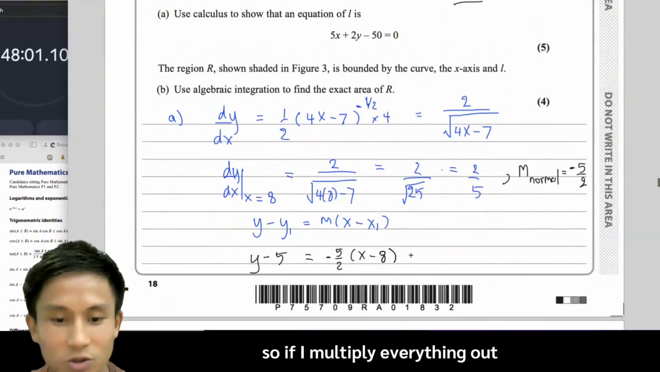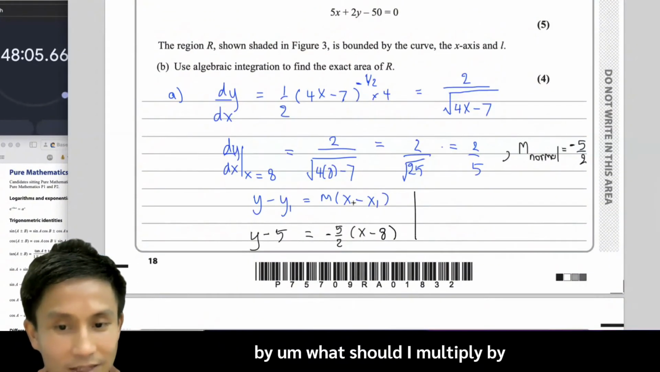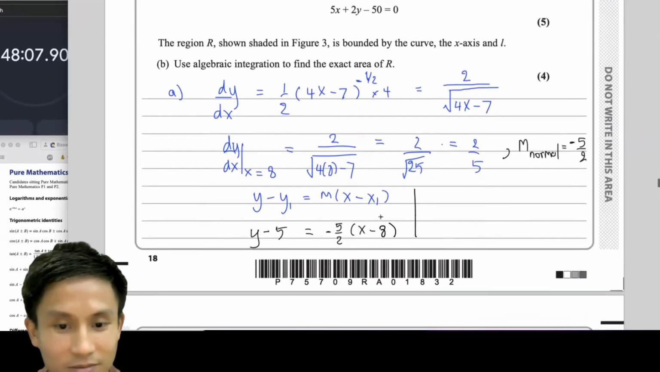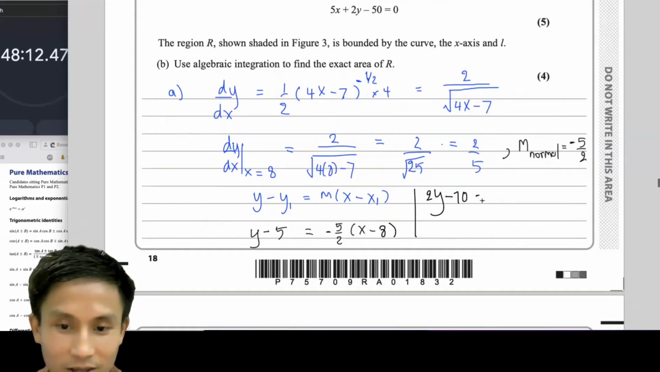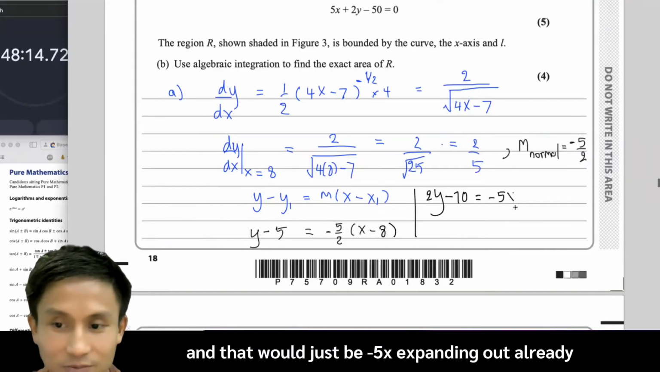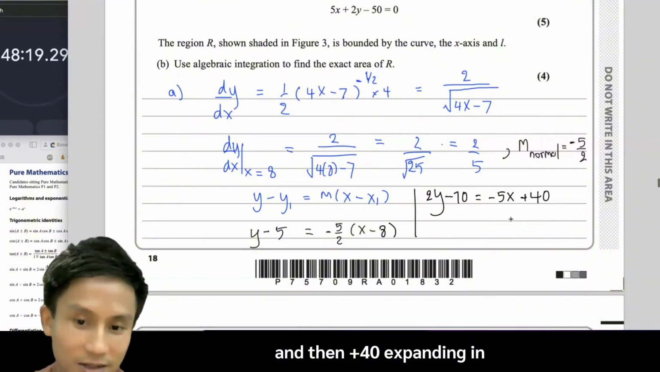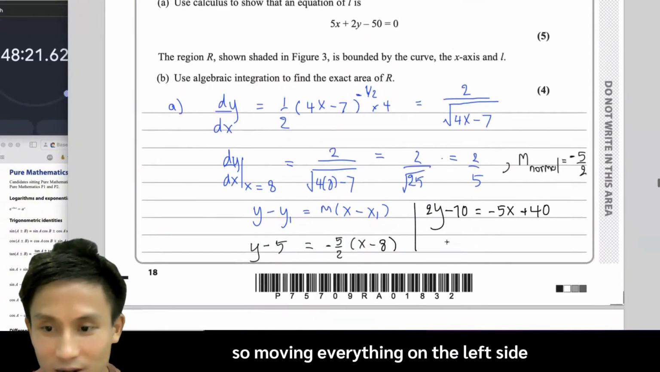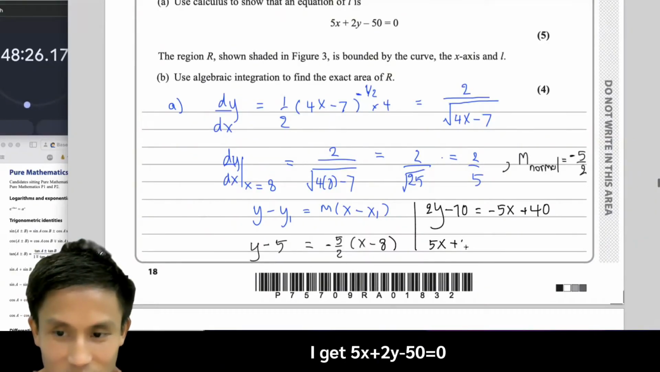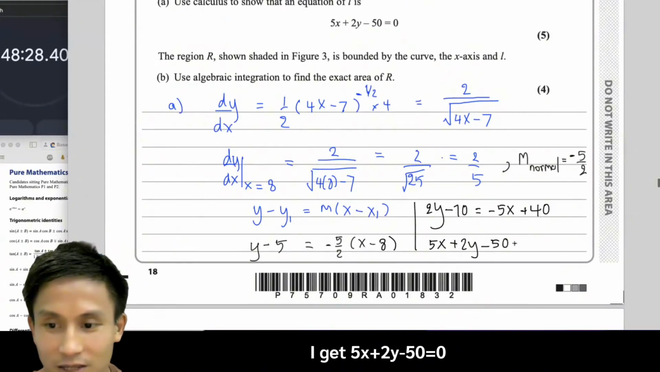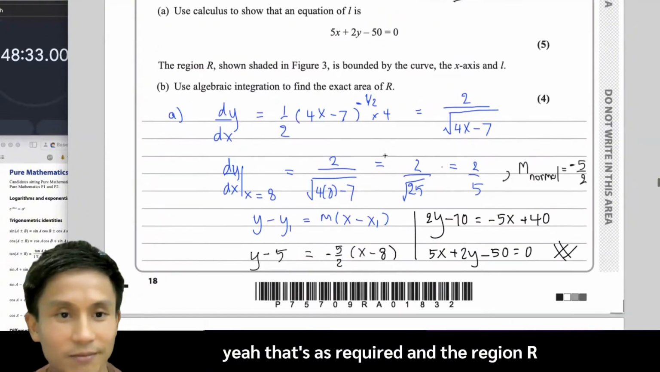Okay. So if I multiply everything out by, what should I multiply? Multiply by 2, right? So I get 2y on the left and minus 10. And that would just be minus 5x expanding out already, and then plus 40 expanding in. So moving everything to the left side, that looks good. I get 5x plus 2y minus 50. I got it right. Yeah, that's as required.